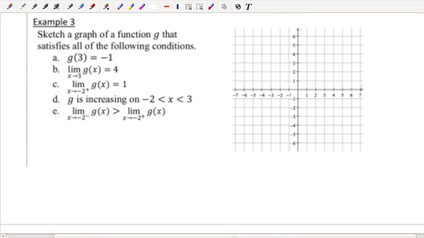Example number 3, sketch a graph of the function g that satisfies all of the following conditions. So things get a little trickier here when you have to make the graph that matches these conditions, but we'll take them one at a time and then we'll just double check to make sure that we got them all.